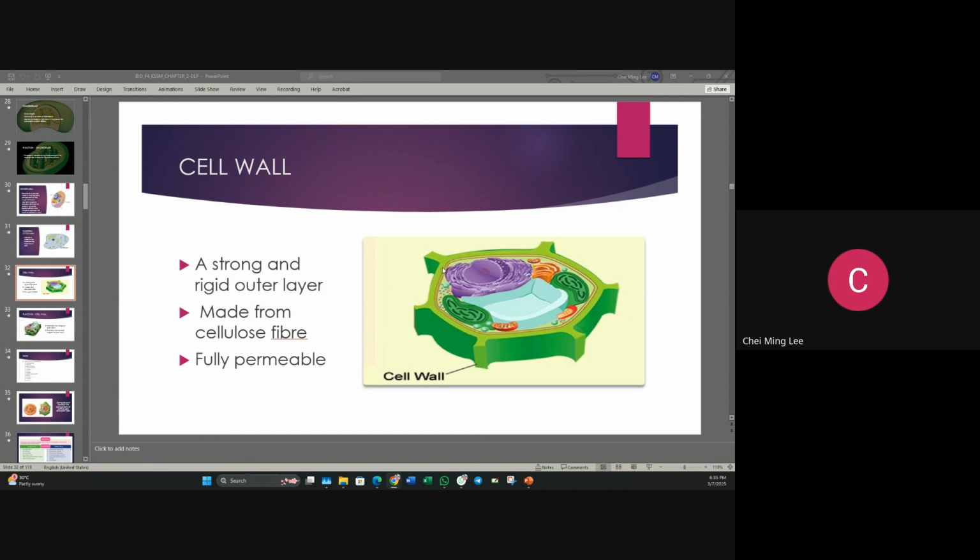Because why? Because the one that needs to filter is the plasma membrane. So the plasma membrane already has a function. So the cell wall only needs to focus on protection.